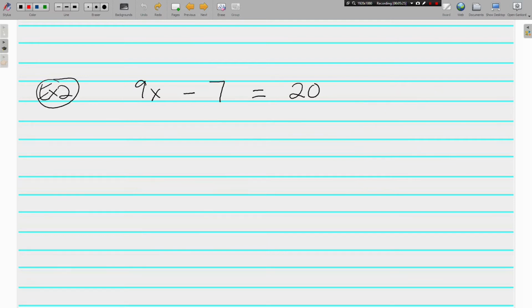Let's do another example. Lots of examples today. Here we have 9x minus 7 is equal to 20. Where's the variable? It's on the left. What's happening to the variable? It's being multiplied by 9. The 9 and the x are right next to each other and there's no symbol. That means they're being multiplied. And we also have a negative 7 stuck with it.